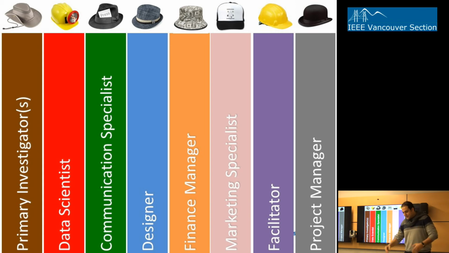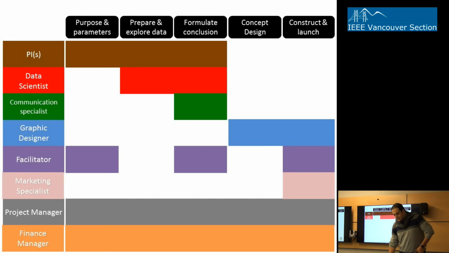But this is in the optimal scenario. And there are many overlaps between these two. The PI will overlap in terms of the purpose and parameters, prepare, explore data, formulate conclusion, concept and design, construct, launch. So the PI overlaps with the data scientist in two phases here, and the communication specialist comes at the conclusion to look at your work, and the graphic designer takes whatever the conclusion is and puts it in a design that is suitable, because they know.